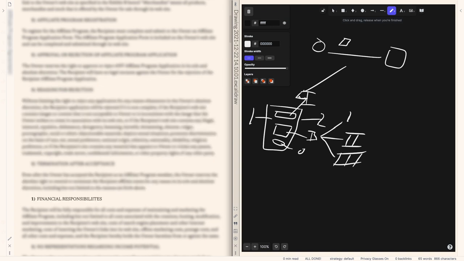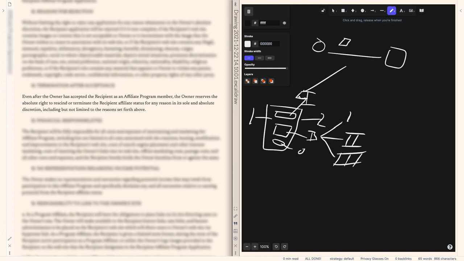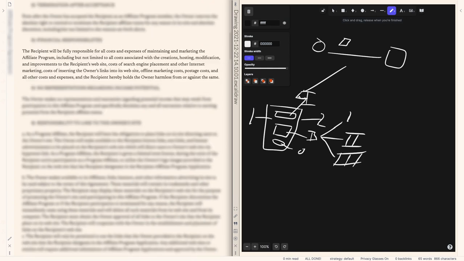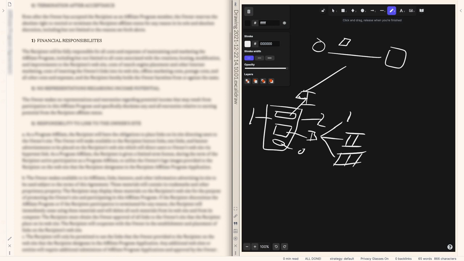In this contract, they also talk about financial responsibility. Who's responsible for what? So let's say someone is doing the affiliate marketing for you. The financial cost of promoting your link or your product or services and all the other stuff is their responsibility, not yours. Keep that in mind. And you need to make that clear in the contract. That's how you see it here, financial responsibility.